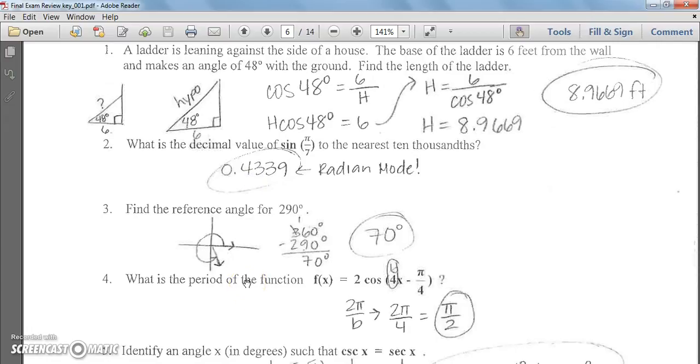Reference angle. Reference angle is the angle that, if you want to think of it this way, gets you back to 360. So, 360 minus 290, 70.